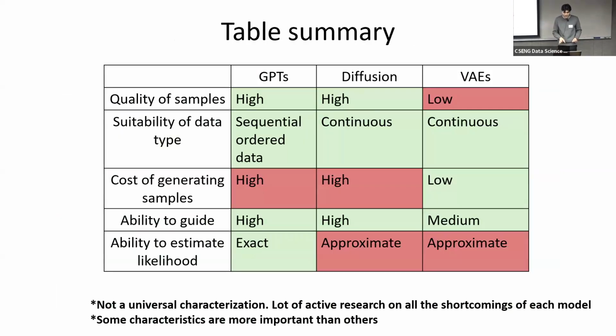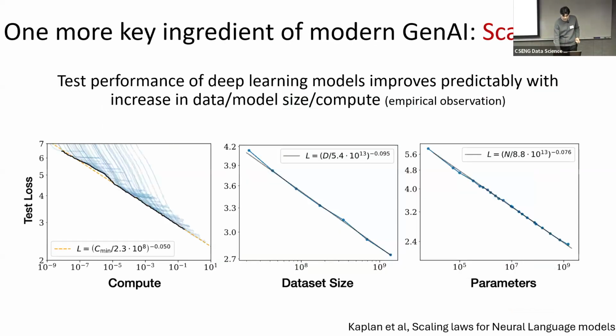But there is a summary here. And as I mentioned last time as well, this summary is not a universal characterization. Of course, lots of us are working actively on these directions. And also, for every application, there are some characteristics which are more important, right? Maybe in some cases, we really don't care about the cost of generating samples, and it's just the high quality that we care about, right? I think we should keep that in mind.